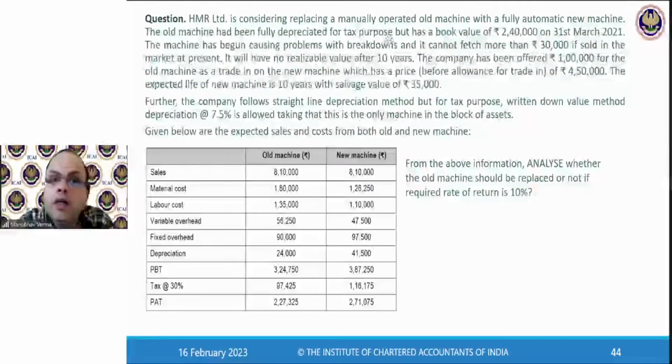The old machine had been fully depreciated for tax purposes, but has a book value of 2,40,000. The machine has begun causing problems with breakdowns, and it cannot fetch more than 30,000 if sold in the market at present. Present value is 30,000, right? Now, it will have no realizable value after 10 years. The company has been offered 1 lakh for the old machine as a trade-in for the new machine. Amazing. If you want to go for a new machine, you will get 1 lakh.